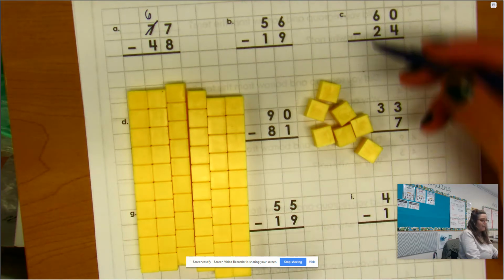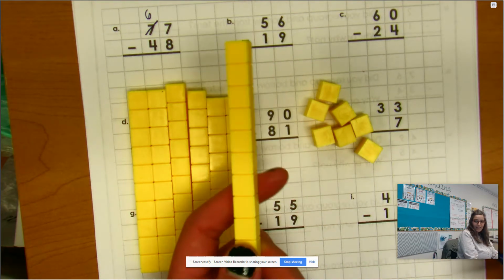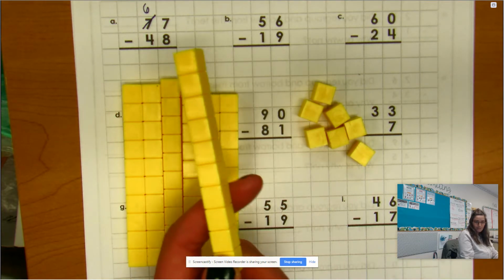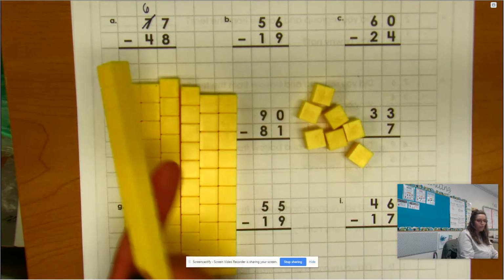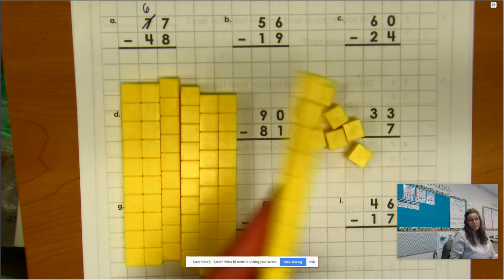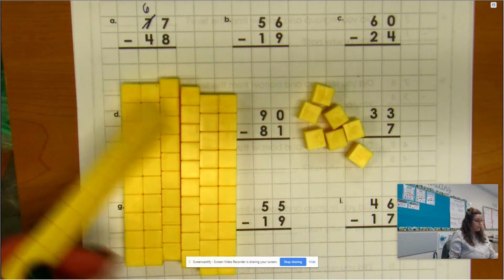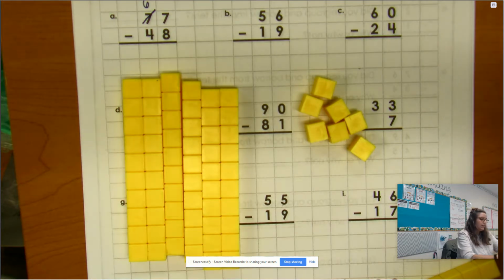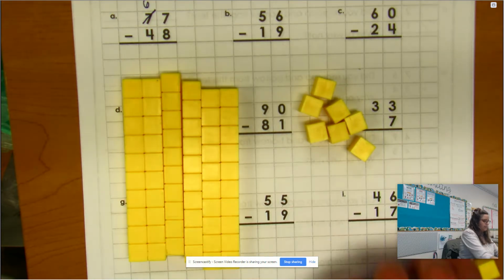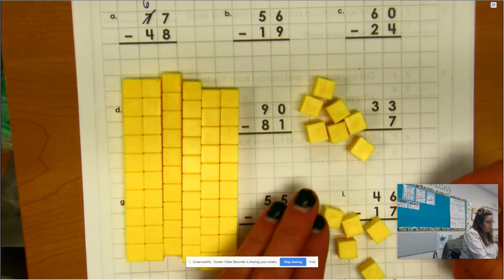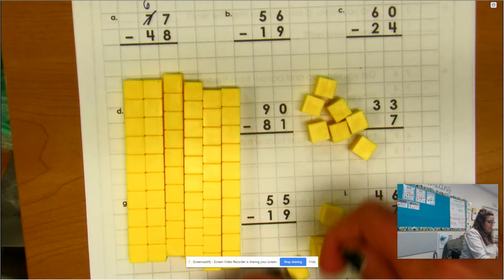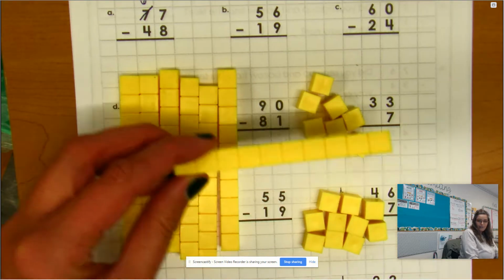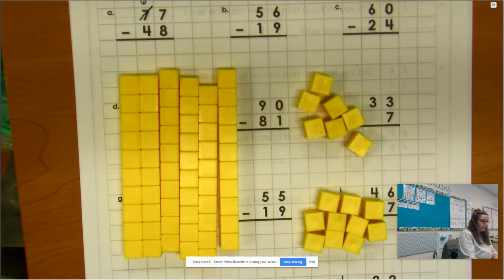Okay. And then what I'm going to do is take this 10 right here and turn it into 10 ones. Okay. So again, remember how we talked about before when we were adding with regrouping that we're not changing the value at all, right? We still have the same amount. It's just represented differently with 10s and ones. So I'm going to get 10 ones. 1, 2, 3, 4, 5, 6, 7, 8, 9, 10. So now, instead of having a 10 here, I have 10 ones. So this 10 is gone, and I have 10 ones.